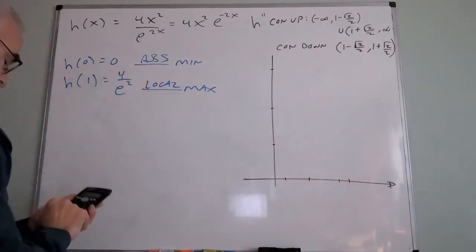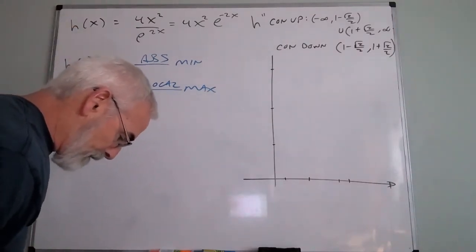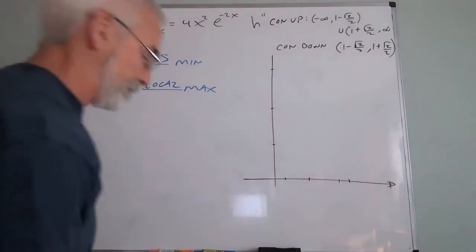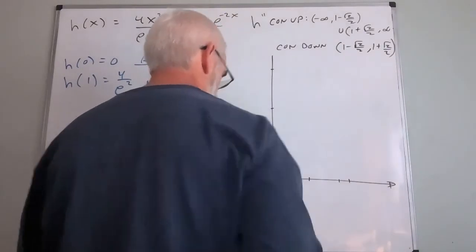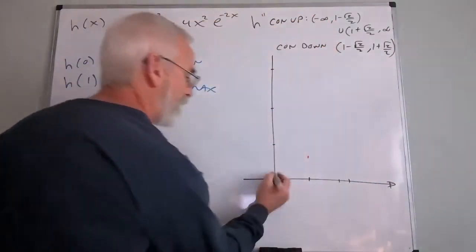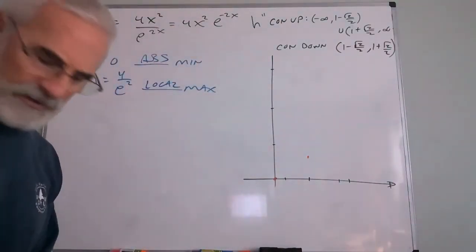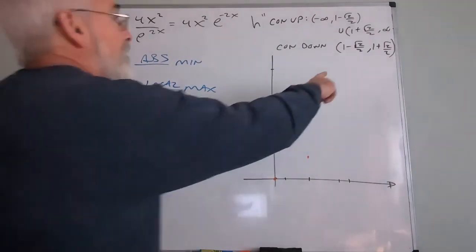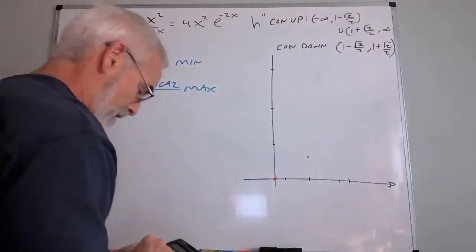So 4 over e squared, it's about 0.54. So a little more than halfway up. Okay, I know that point's on the graph. I know that point's on the graph. I don't need much more, as it turns out. So let me input this into here, okay?